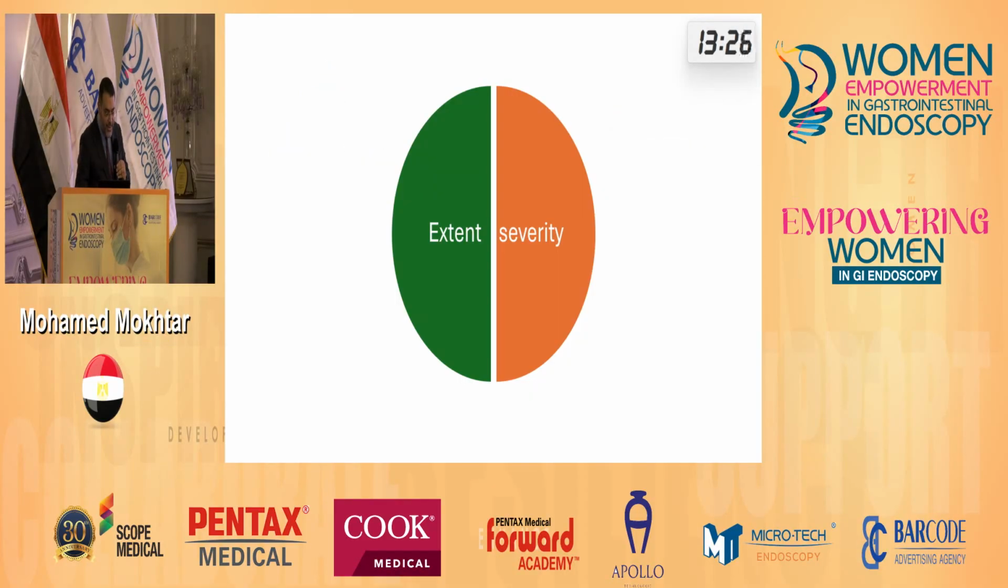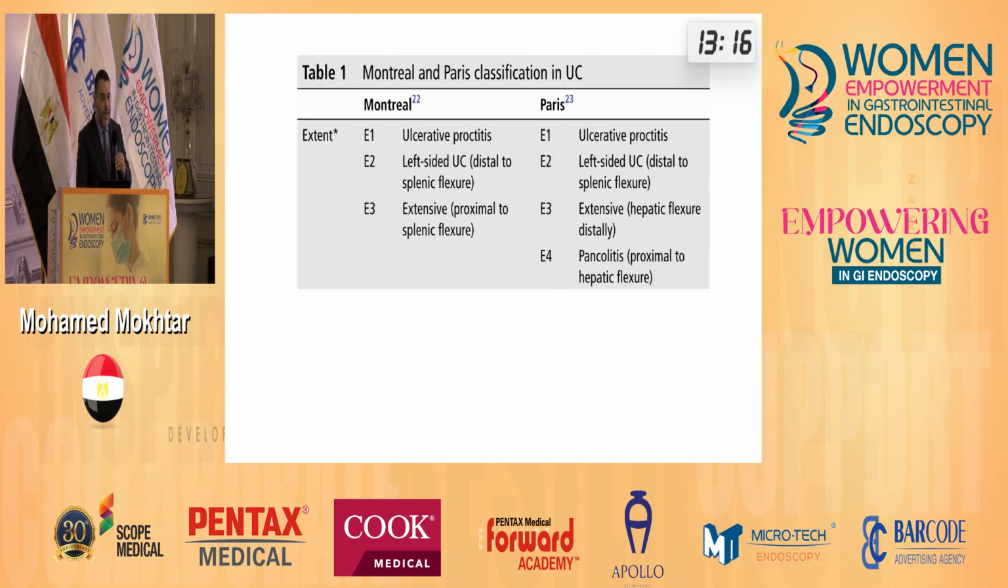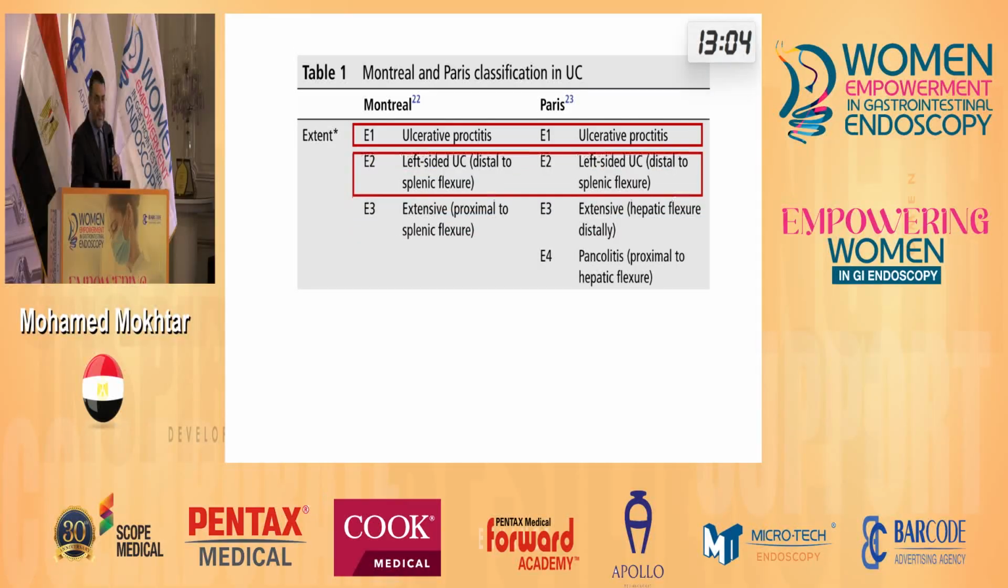Okay, what about ulcerative colitis and endoscopic classification? Endoscopic classification of ulcerative colitis is mainly concerned with extent and severity. When describing the extent of lesions, you may use the Montreal or Paris classification. E1 in both classifications means ulcerative proctitis. E2 means left-sided disease, limited to the splenic flexure. E3 in Montreal classification is any lesion extending beyond the splenic flexure.